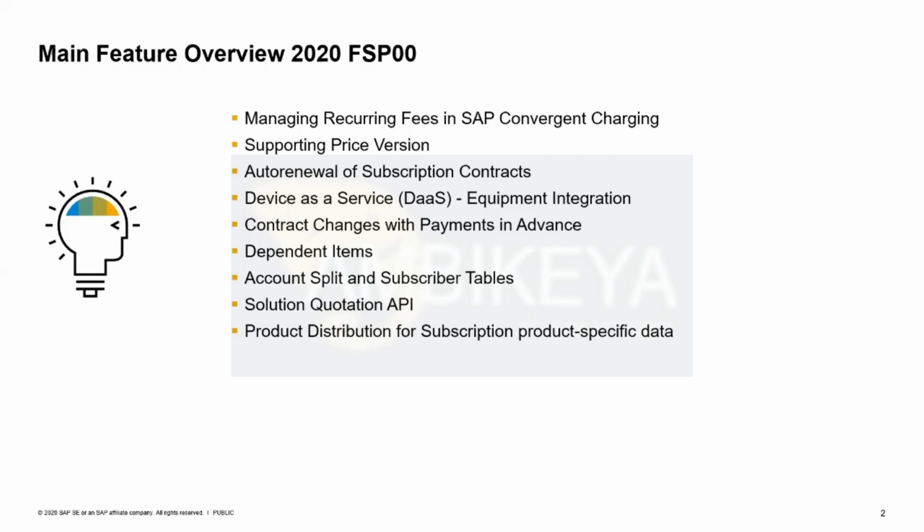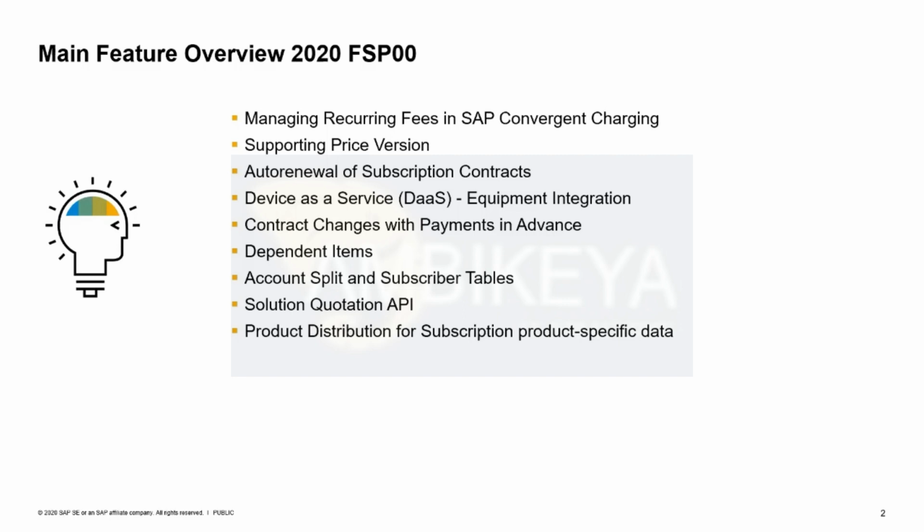These are the list of features that we delivered in 2020 FPS 00. We reintroduced recurring fees in convergent charging; how to handle recurring fees from convergent charging will be covered. And then we also reintroduced price version. These two features were also supported in Business Suite and we reintroduced them in S4 HANA. Then I will take you through auto-renewal, so how renewal can be handled at the end of contract expiration.